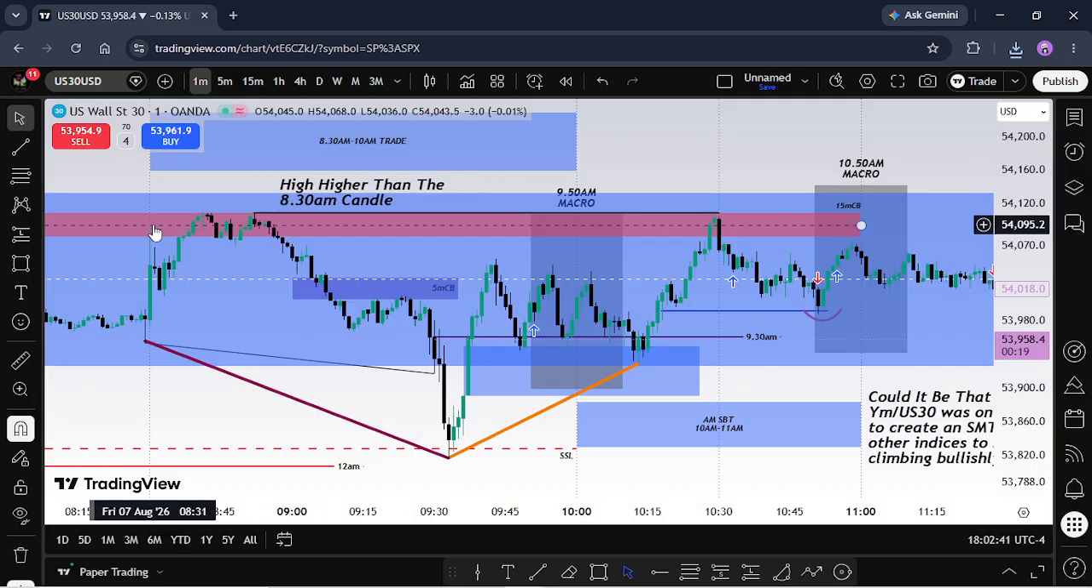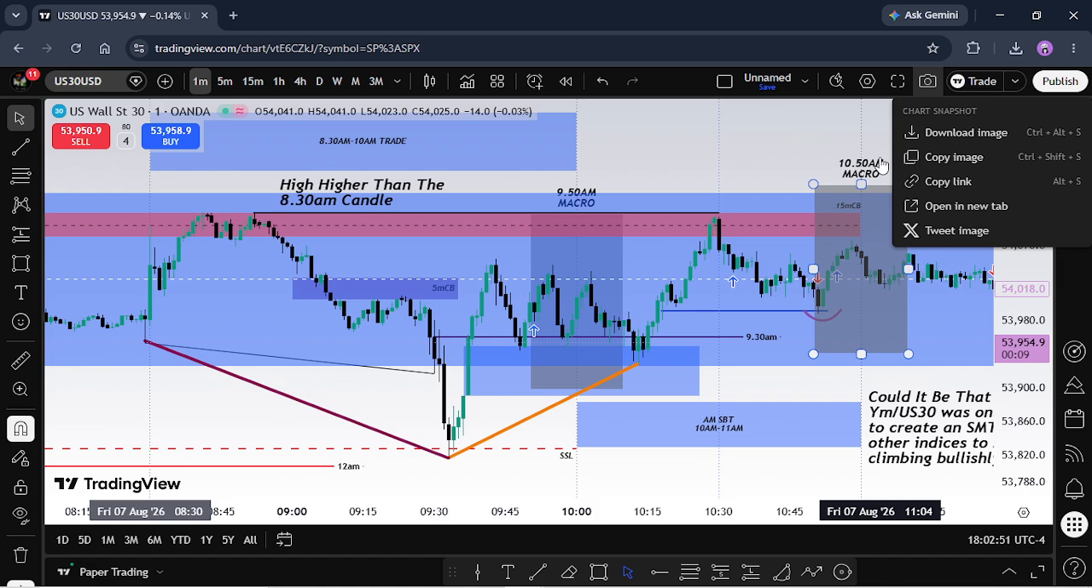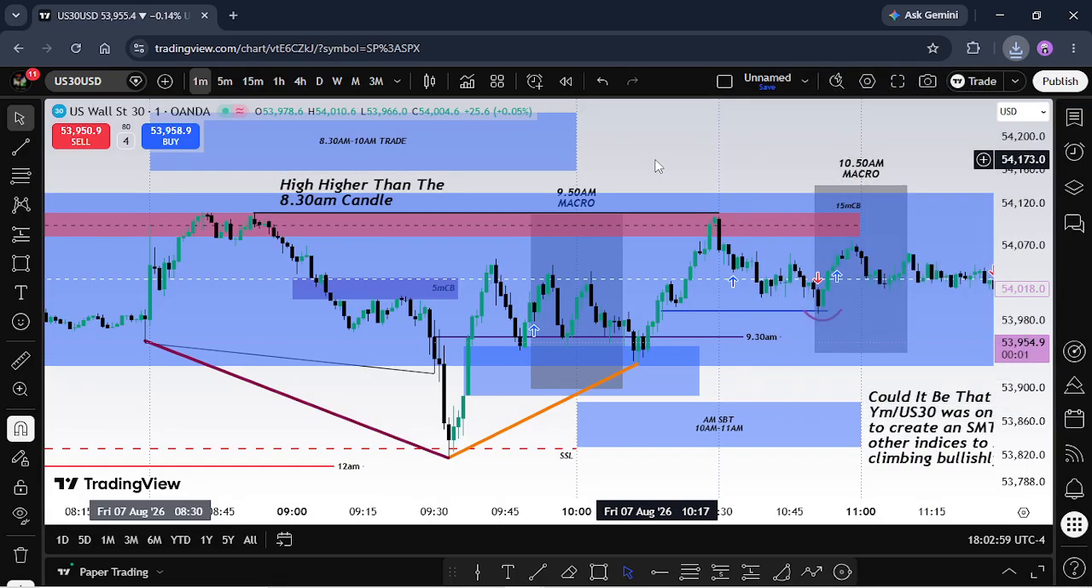And here's the 830 candle, when it closed below the consequent encroachment of the 15-minute CB. Alright, so what could it be? There was a shift in strength. She became weak, like really weak. She was not moving at all.